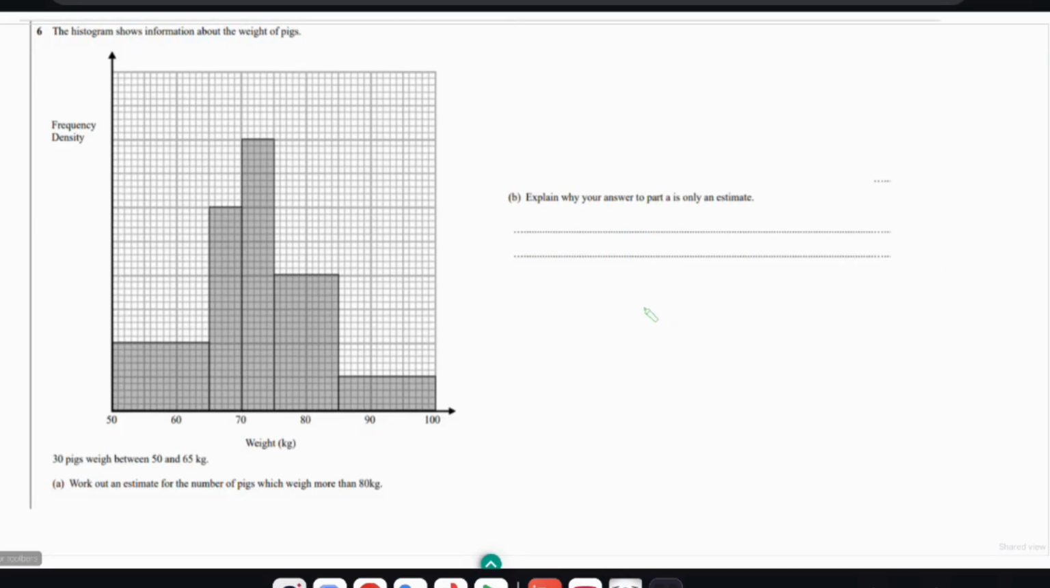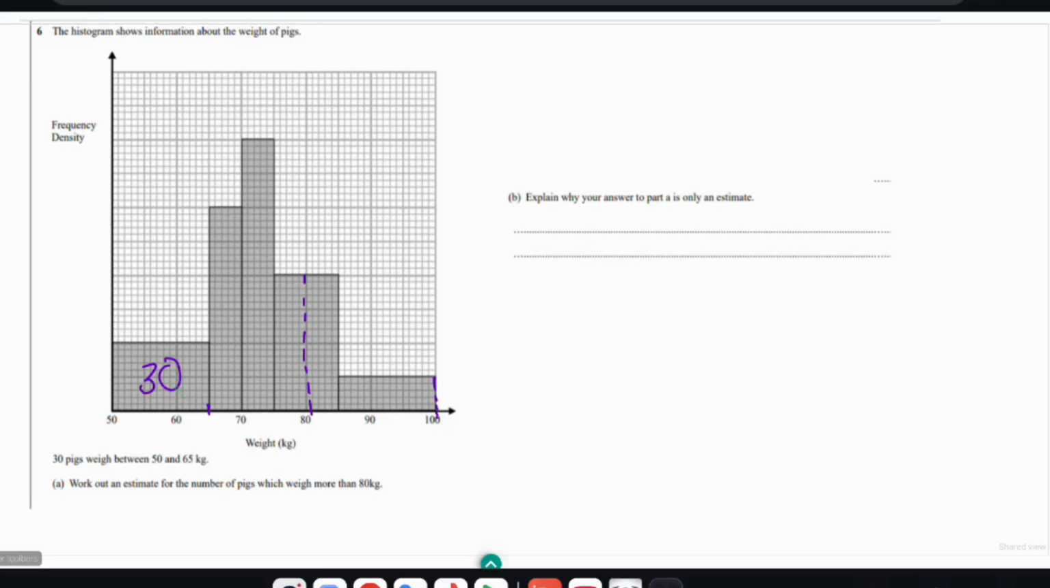Okay, question 6. 30 pigs weigh between 50 and 65. So that's 30 because the area of the bar is the frequency. Work out an estimate for the number of pigs which weigh more than 80 kilograms. So from here all the way to here. Right, we don't know the frequency density, so we can't work out the area of any bars. So let's work that out first.